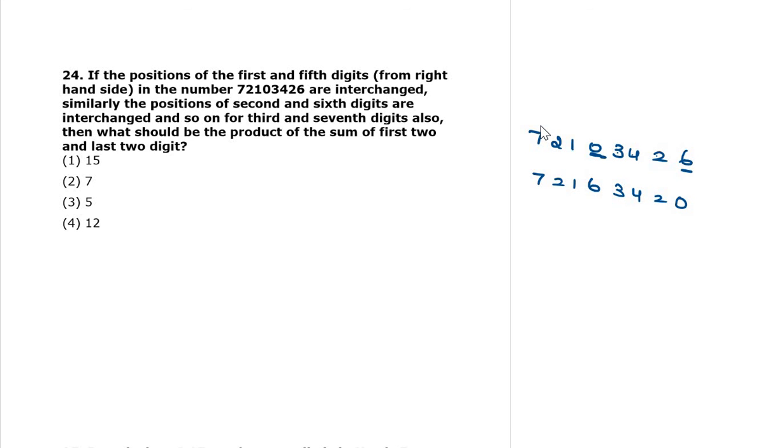First pair is over. Similarly, the position of second and sixth, second and sixth we are interchanging. Use it here. Okay. Already changed, no? That's it. So 7226341, interchanged. Similarly, third and seventh.